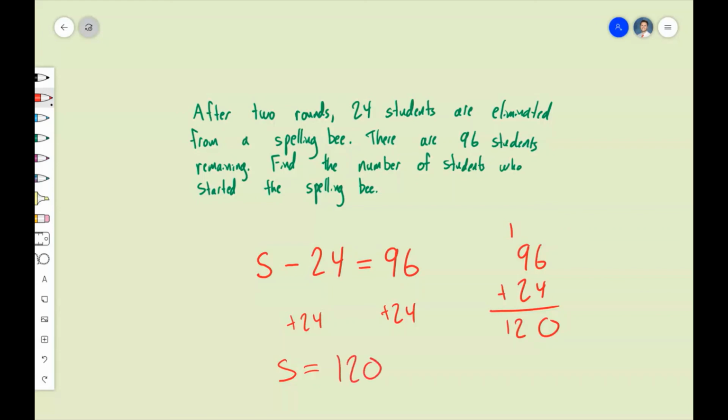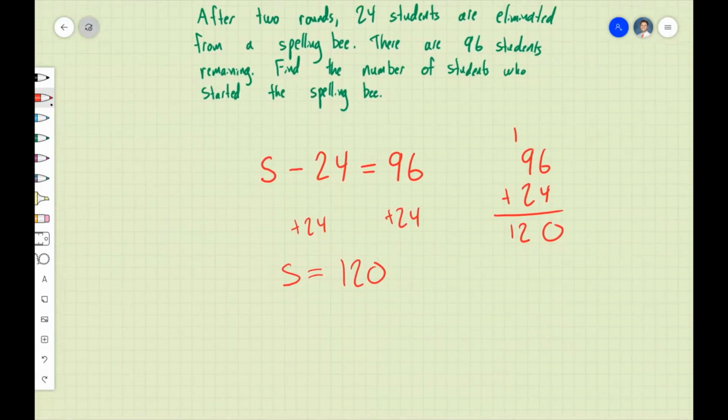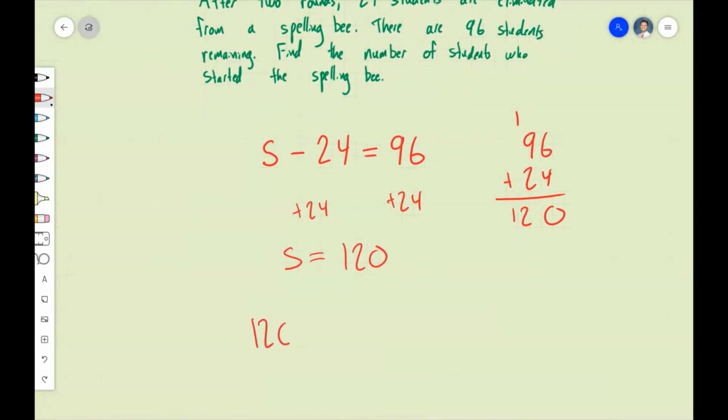And again, as we always should, we can go back and check to make sure that 120 minus 24 equals 96. So let's check that. And 120 minus 24 does equal 96, so we know that this is correct.